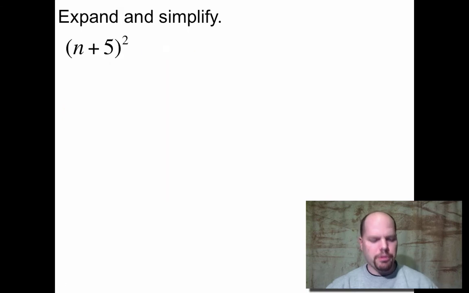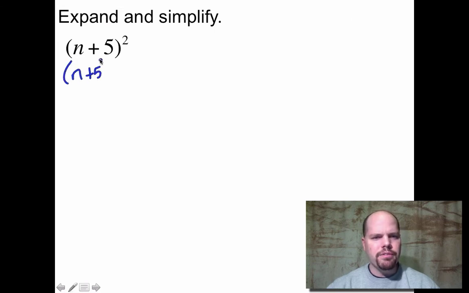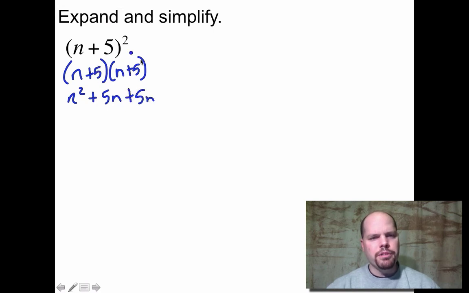So what would work? Well, we know how to expand and multiply. So we could say this is the quantity n plus 5 times itself, quantity n plus 5. And then with the extended distributive property, we take n times n, so we get n squared, n times 5, 5n, plus 5 times n, plus 5 times 5. So there is an n squared plus 25 in there, but there's also an extra 5n and 5n, so this is simply n squared plus 10n plus 25.